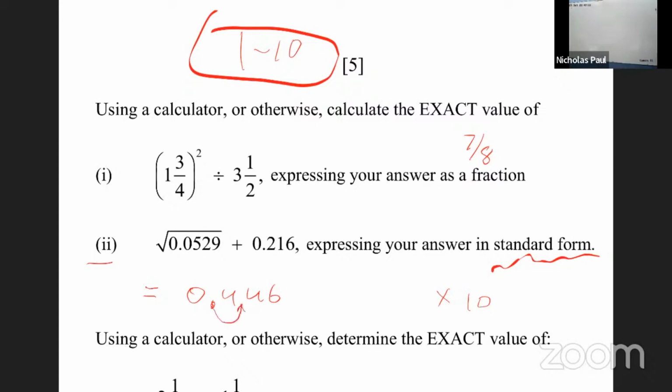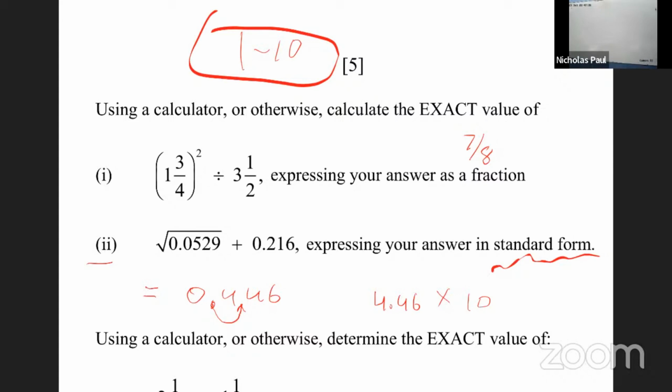So you're going to move it once to the right, and you will get 4.46. Can you move the decimal place 2 to the right? No, because you'll end up with 44.6. That's more than 10. So when you move a decimal place, the value has to be between 1 and 10. So I moved it 1 to the right and I got 4.46.